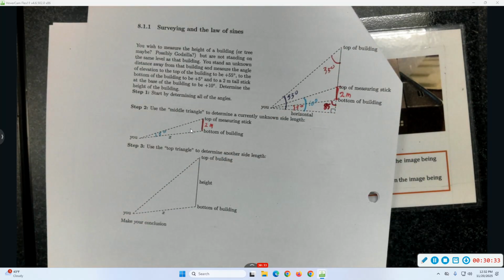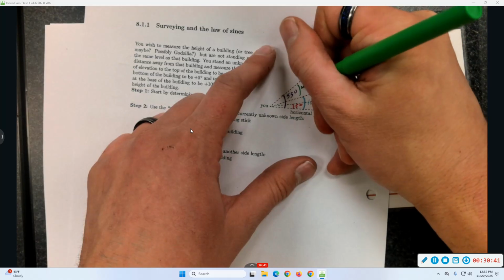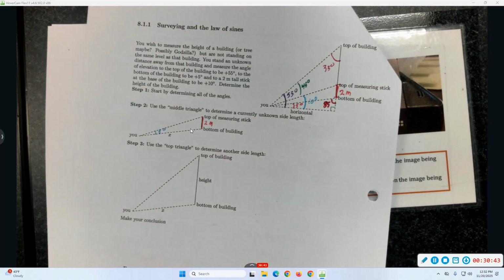Okay, cool. So what other angle could you tell me? The angle from you to the top of the building is 45 degrees. This angle is 45 degrees. Yes. Any other angle?